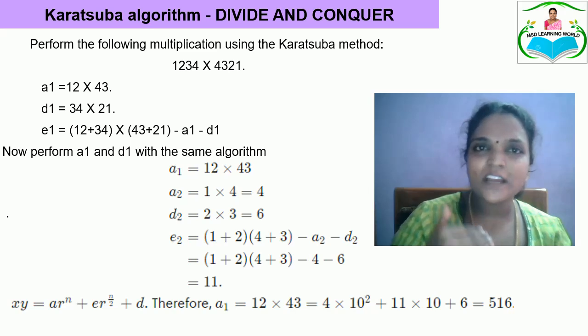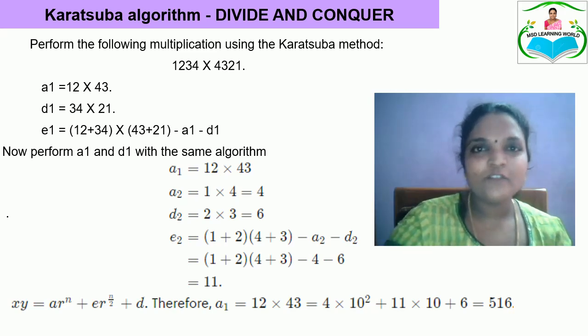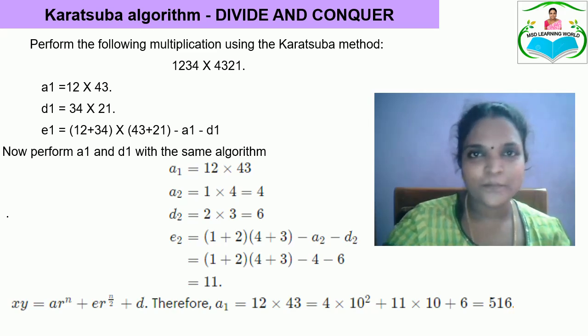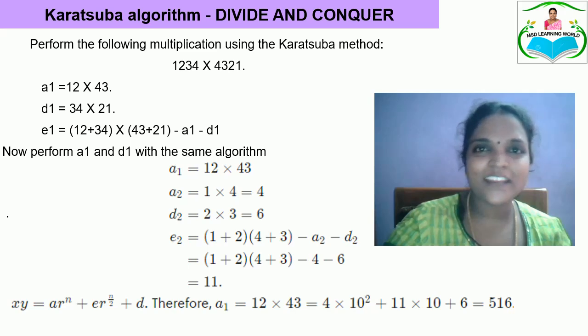Similarly, now let us see how to find d1. So here when we multiply x and y, you will have a r power n plus e r power n by 2 plus d. So here a1 is 12 into 43. For this a1 you perform a2 into 10 power square plus d2, 11 into 10 power 1, plus 6 minus 4. So you will get the result, which is the value 516, that is for 12 into 43. Similarly, let us find for d1 and e1.